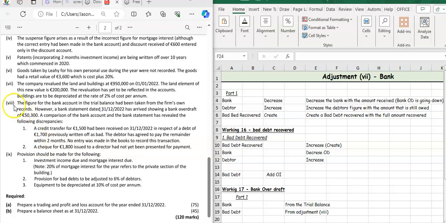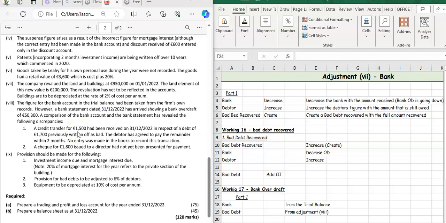Okay, so let's have a look at the adjustment for Leahy 2023 higher level sole trader account. It says the figure for the bank account in the trial balance has been taken from the firm's own records. However, a bank statement ended the 31st of the 12th, 2022 has arrived showing a bank overdraft of 50,300. A comparison of the bank account and the bank statement has revealed the following discrepancies.